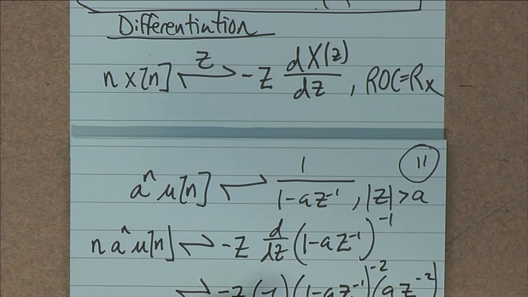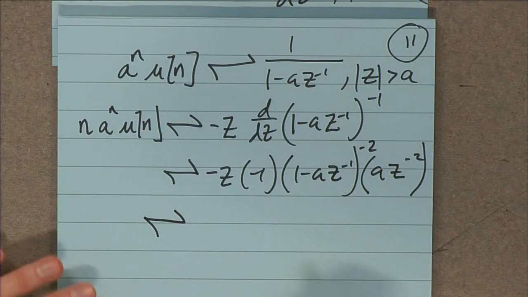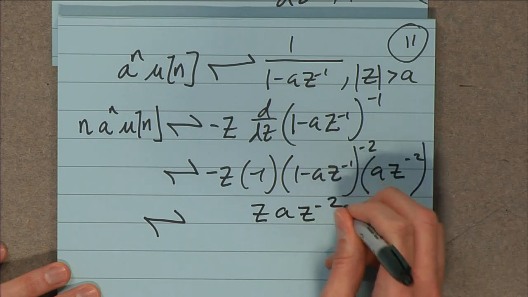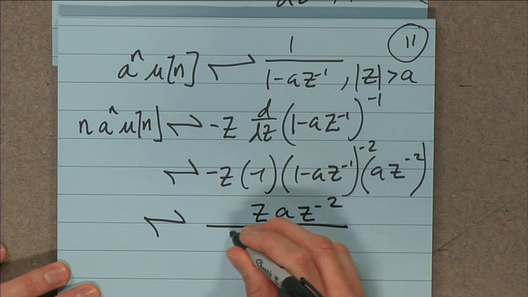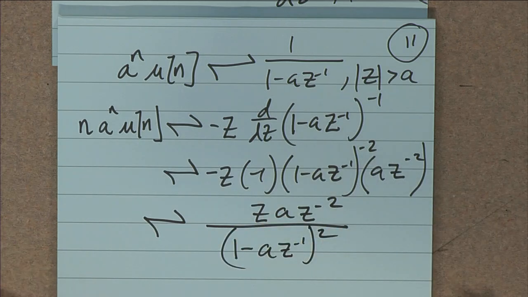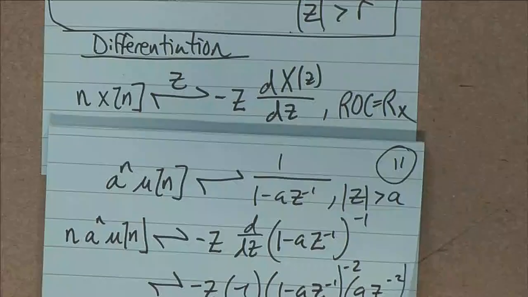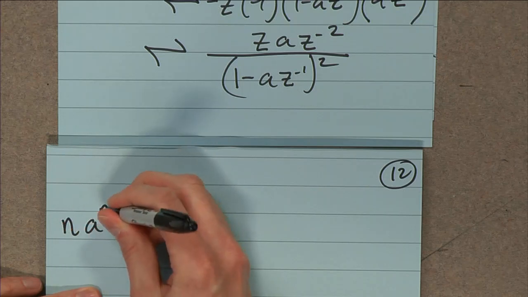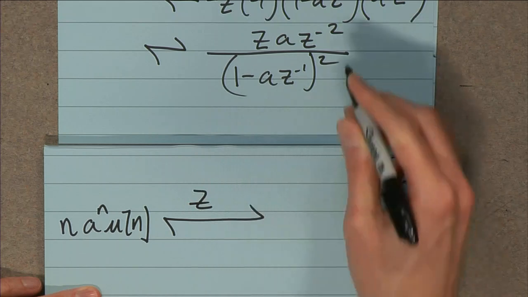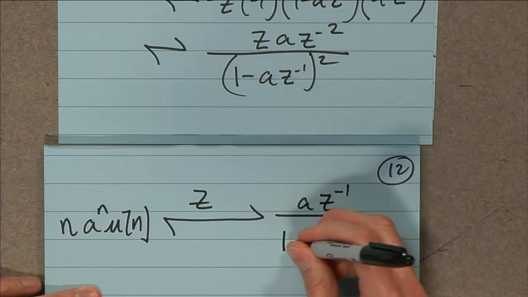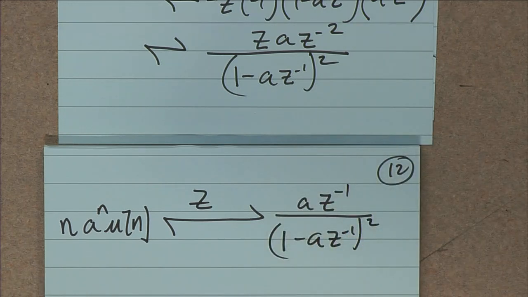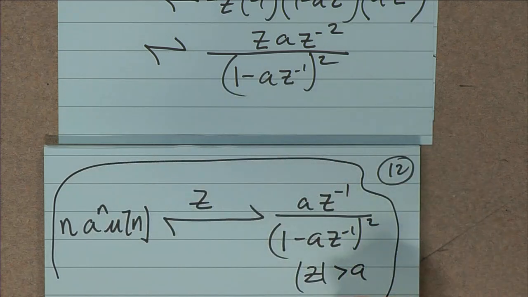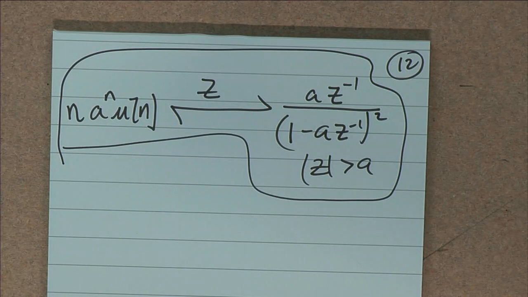So if we consolidate our terms here, move on up. Minus z times that is positive z. And we've got what? An a z to the minus 2 to mess with up top. And at the bottom, 1 minus a z inverse quantity squared. So n a to the n u of n has a z transform. That's what? A z to the minus 1 all over 1 minus a z to the minus 1 quantity squared. So in this case, of course, z is greater than a because the region of convergence didn't change. So this shows you a case where that double pole situation can show up.